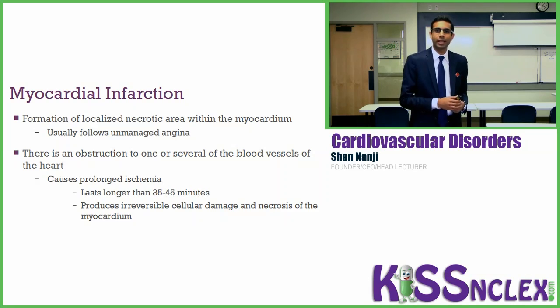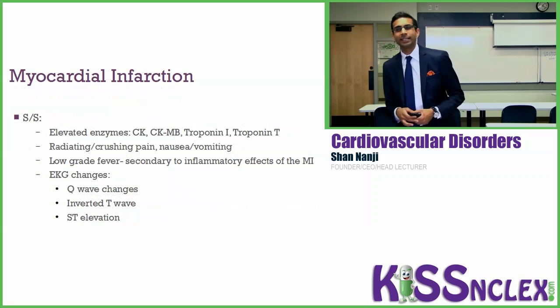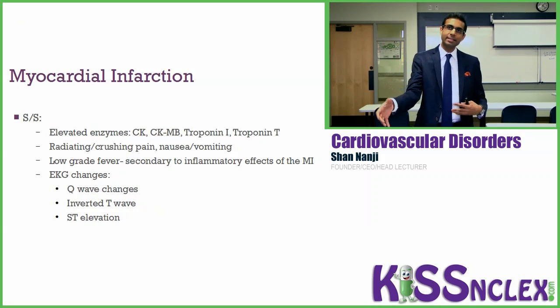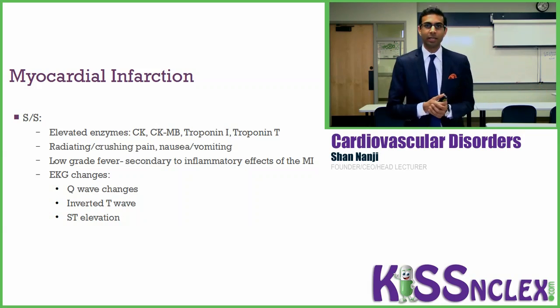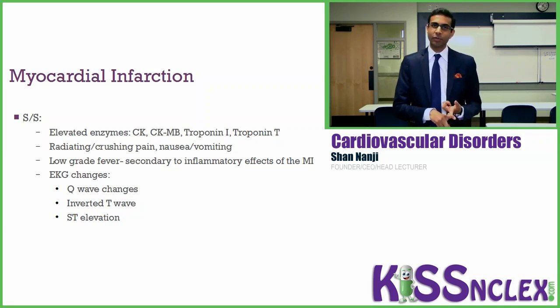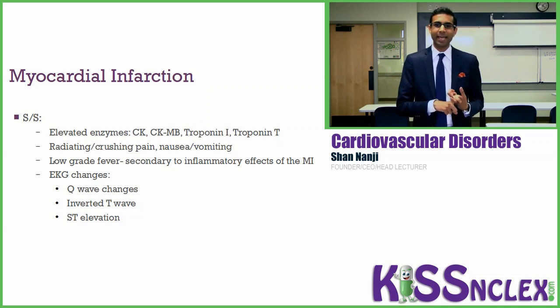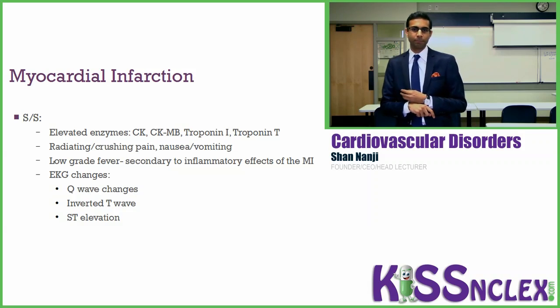Now you have something that's going to last more than 35 to 45 minutes, okay? It's going to produce irreversible cellular damage and necrosis, which is death of the myocardium. So signs and symptoms, we're going to talk about the enzymes in detail later, okay? But you are going to have elevated enzymes in an MI, not really in an angina, right? But you are going to have them here. Enzymes you're going to check are going to be your CK, your creatinine kinase, your CKMB, your troponin I, and your troponin T, okay? And we'll talk about those in detail here in a little bit.